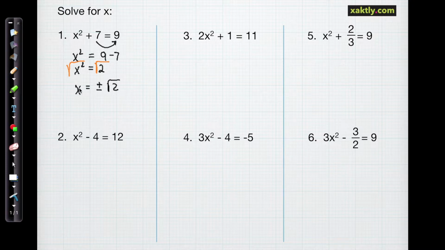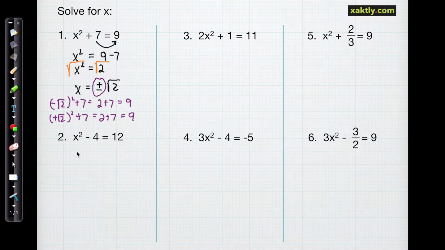Now we also have to remember that the answer is plus or minus square root of 2. And we can just plug either plus square root of 2 or minus square root of 2 into our equation and see that they both work. And the reason is that when we square a negative number or a positive number, we get the same positive number out. So you can see that both of these solutions, plus and minus square root of 2, work.